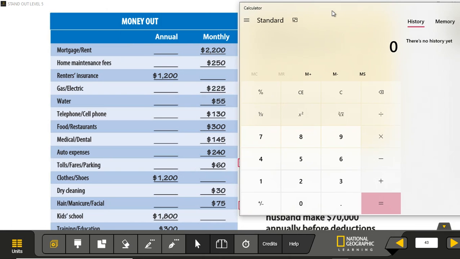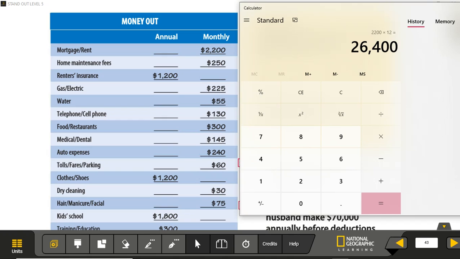Go over here. So 2,200. And it's monthly, and there are 12 months in a year. So I do times 12 equals 26,400 a year they pay for their mortgage. Okay? Or rent.